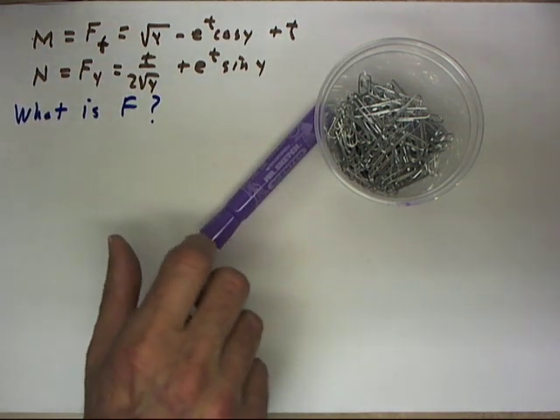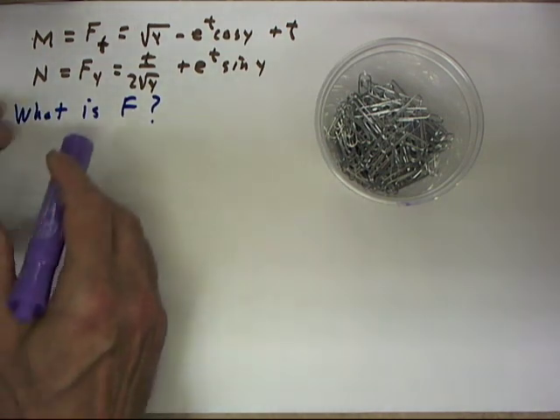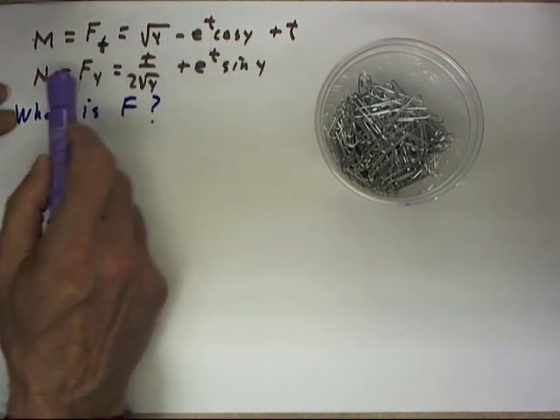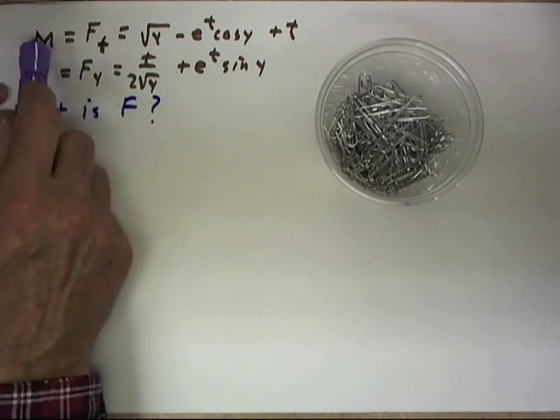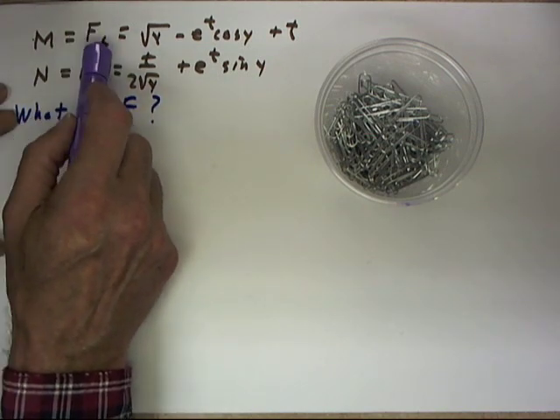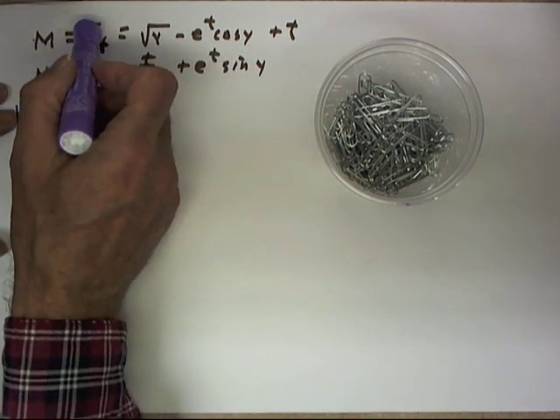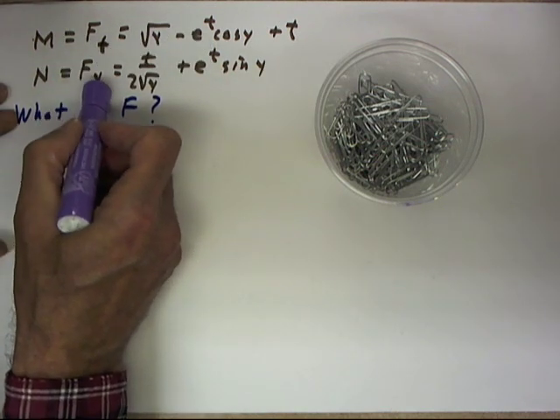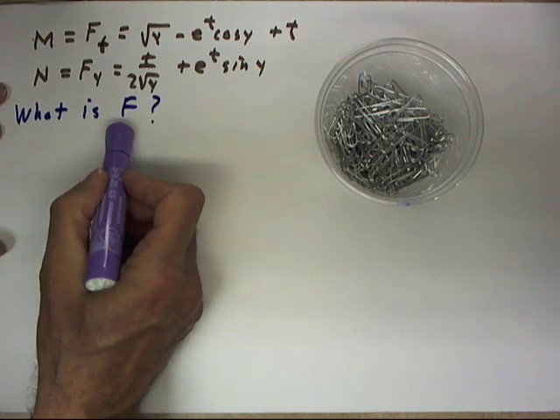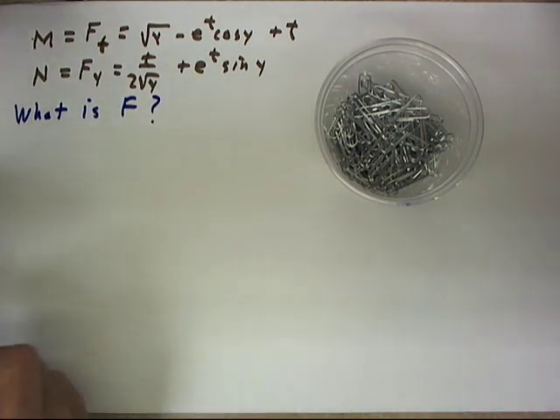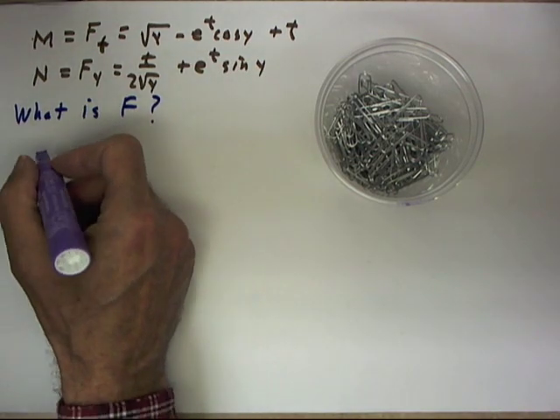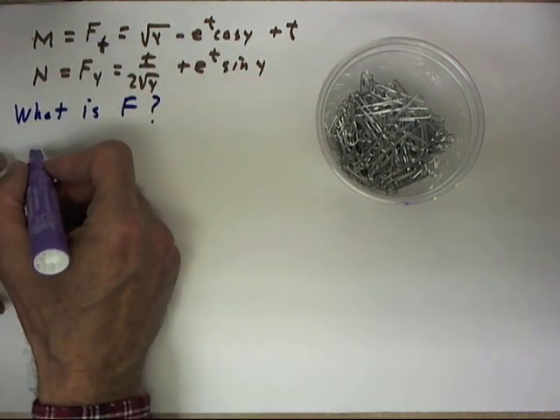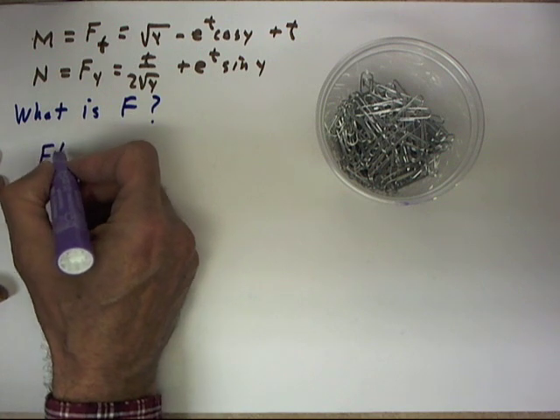Okay, we've seen that in the equation we've been looking at, we've identified our m function and our n function. Our m function is the derivative of some function f with respect to t, so we know the derivative of f with respect to t is this, and that the derivative of f with respect to y is this. So the big question is, what is our function f?